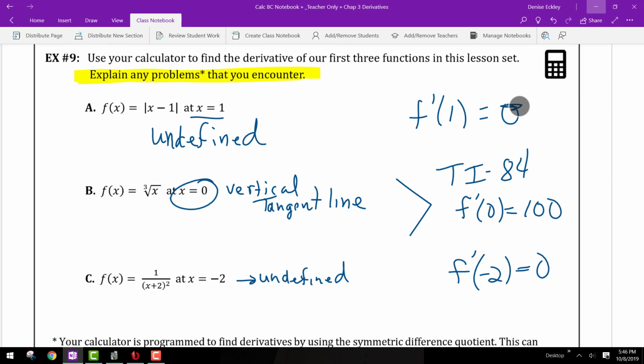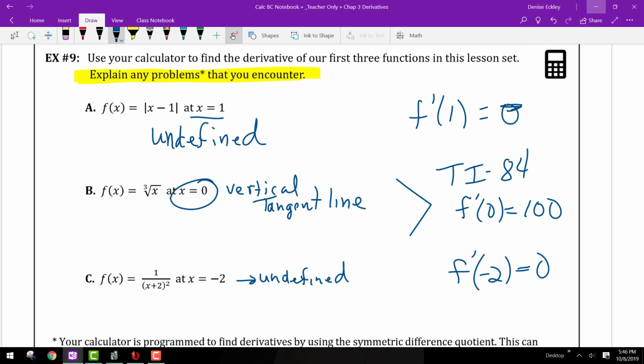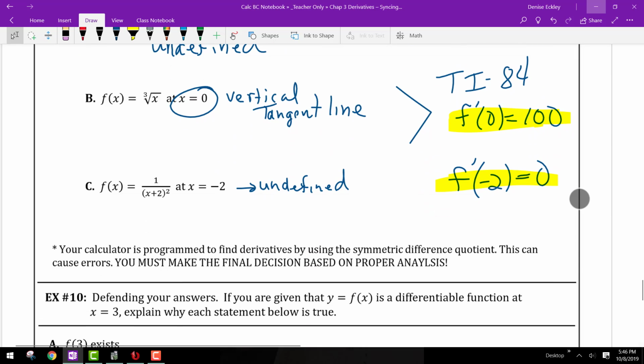So you might want to be a little suspect here if your calculator gives you a derivative of 0, which you shouldn't be. But you'd want to double check it. Since you have your calculator, if it seems like a weird anomaly, look at it on the graph and see if you do have one of those areas that the derivative would be undefined.